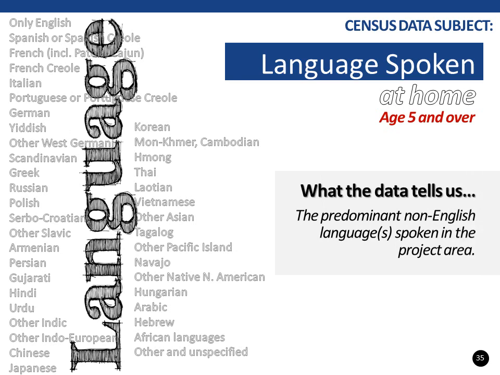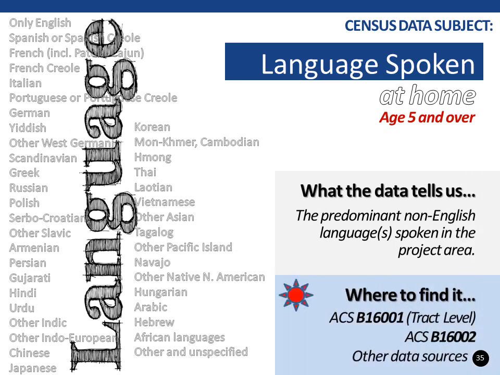The ACS reports data on language spoken at home by ability to speak English for a long list of languages. However, the data is only available for census tracts and higher geographies. At the lower block group level, the data is summarized under 4 broad categories: Spanish, other Indo-European, Asian and Pacific Island, and other languages. As such, the block group data will not tell us which language to use for project communications.